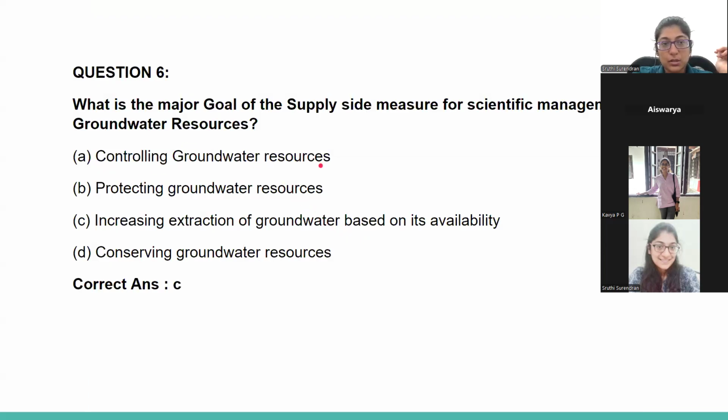So controlling groundwater resources will come under the demand side measures. Again, protecting is coming under the demand side measures. Anything related to conserving groundwater resources, protecting, controlling, restricting, everything is coming under demand side measures. Whereas increasing the intake, increasing the extraction, making more water available to the end users, all of these will come under the supply side measures. So option C would be the right answer, increasing extraction of groundwater based on its availability.